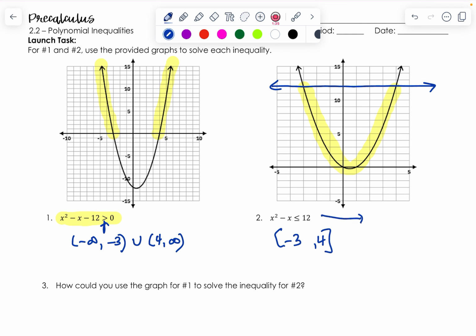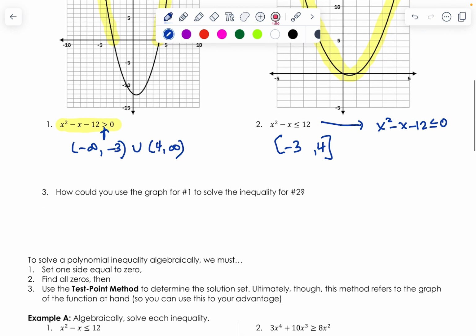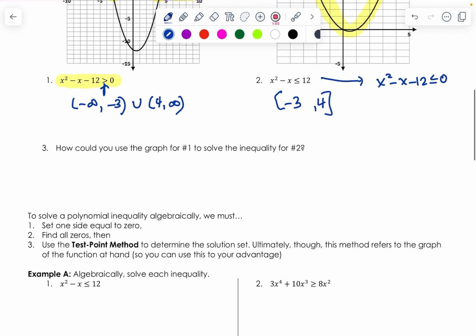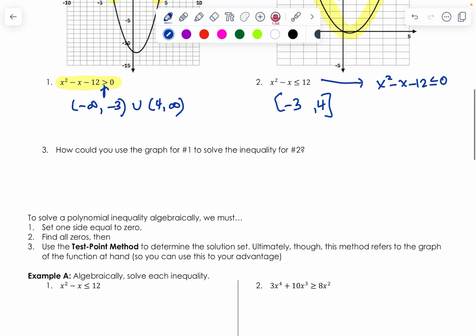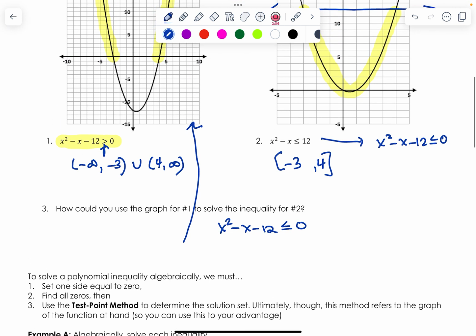Do you notice that I could have subtracted the 12 and then looked at where, if I had shifted the graph down like this, that would have been shifting down 12. So it says, how could you use the graph in number 1? This one's the graph of x squared minus x minus 12. And you could have looked, if I use a new color, do you see it would have been this region right here?